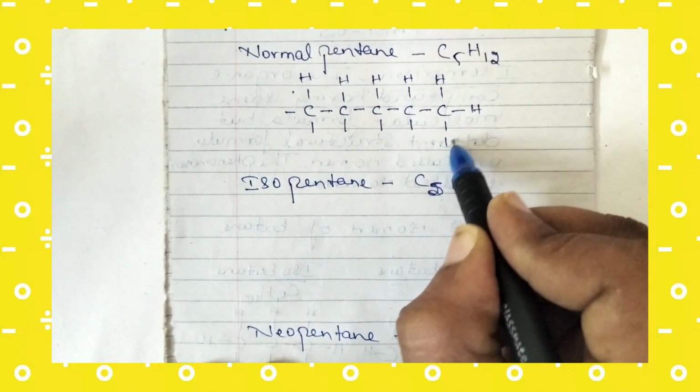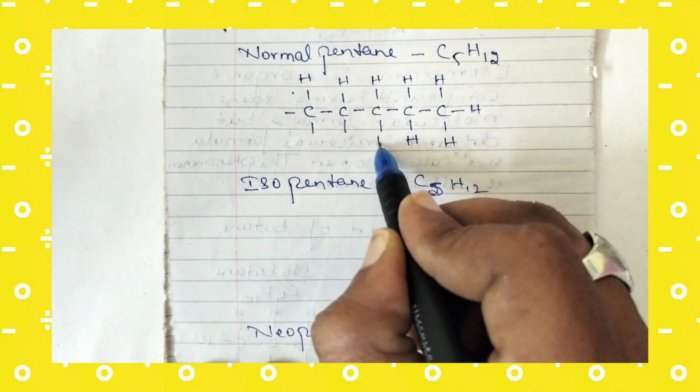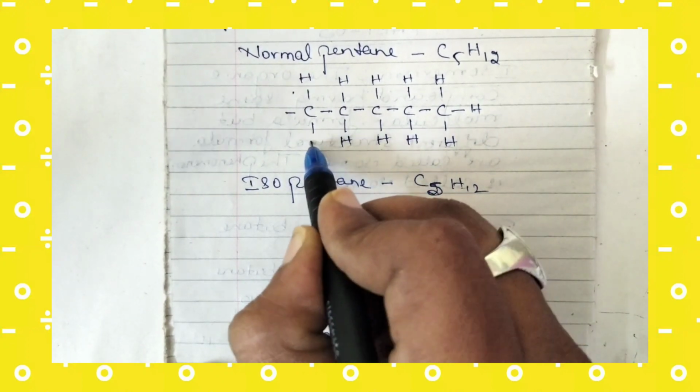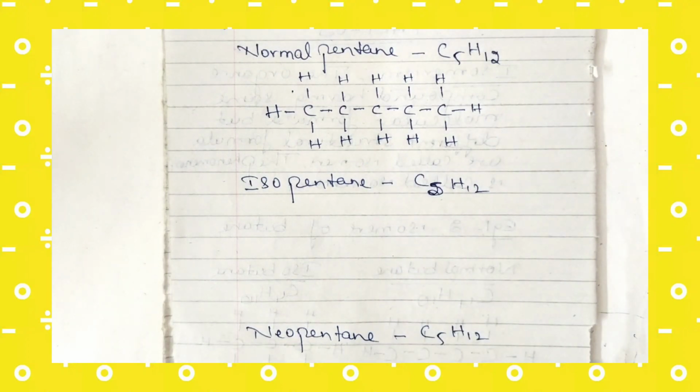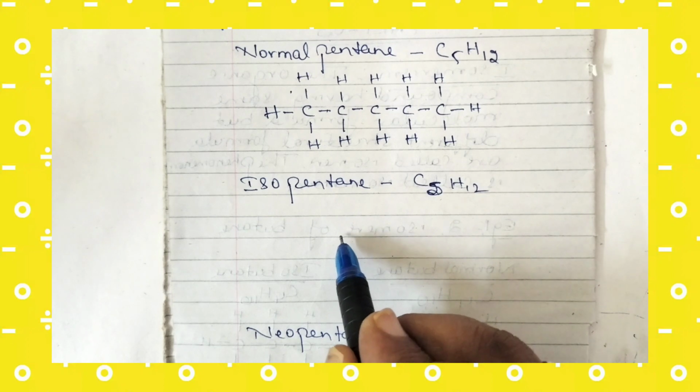Let us link hydrogen. So this is the structural formula for normal pentane. Now let us write the structural formula for isopentane.